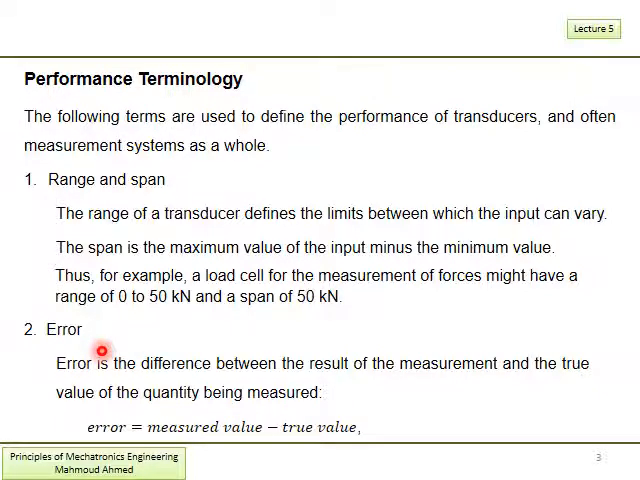Error is simply the difference between the result of the measurement and the true value of the quantity being measured. So let's express this mathematically. So the error is the measured value minus the true value.